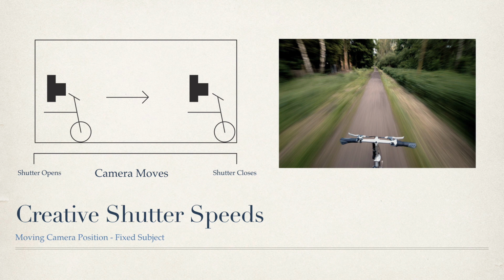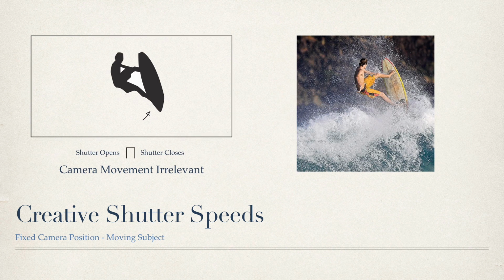Now let's take a look at what you can do when it comes to freezing action. And you know what? The concept is the same as what we've talked about so far. So here we have a shot of a surfer, surfing a wave that's crashing. And the same things happen that have happened in all the other shots. The shutter opens, the subject moves, the shutter closes.